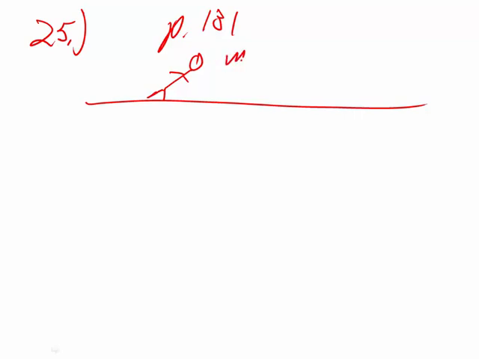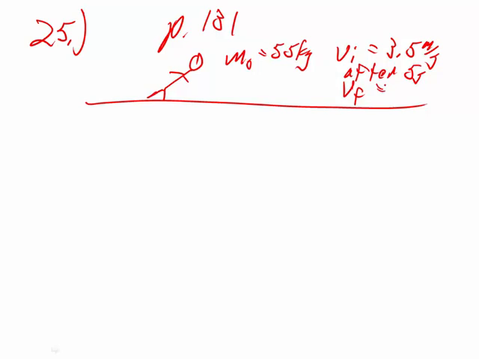All right, and the mass of the skater is 55 kilograms. Okay, and is gliding along at 3.5 meters per second. So that's going to be what? The initial velocity, isn't it? 3.5 meters per second. All right. Then it says 5 seconds later. So after 5 seconds, the final velocity is what? 2.9 meters per second.